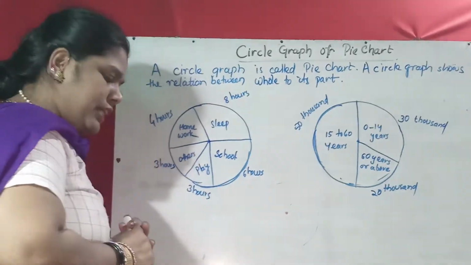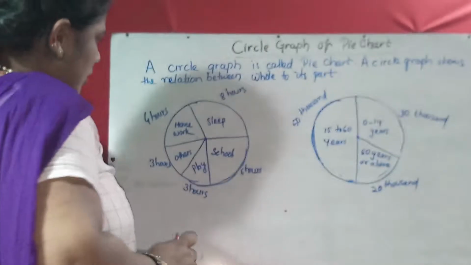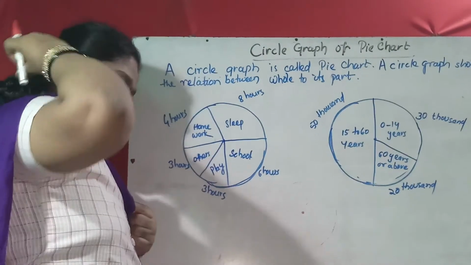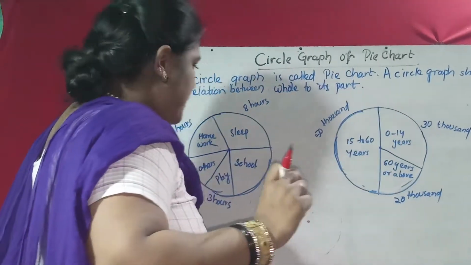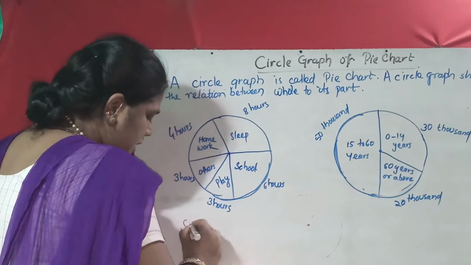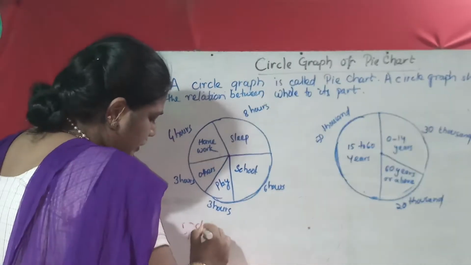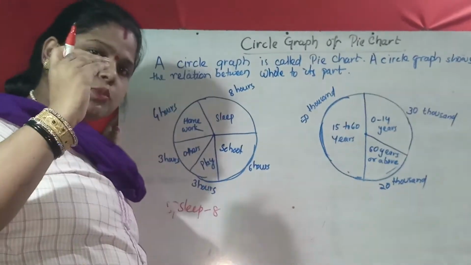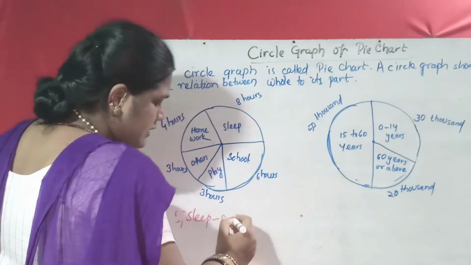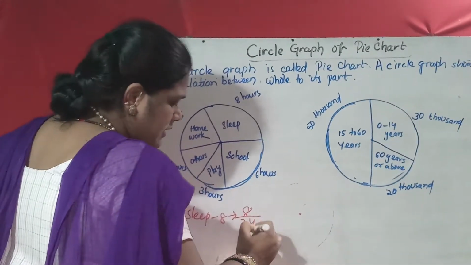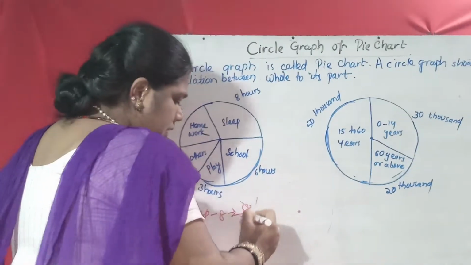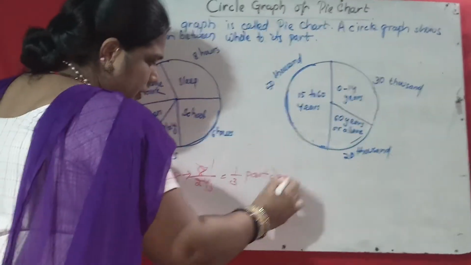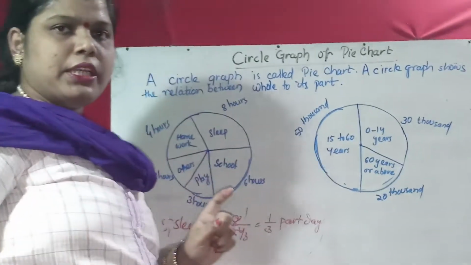The number of sleeping hours is 8 hours. So what is the proportion of the sector for hours spent? Sleep is 8 hours, but how much proportion means how much part of the whole day. It is 8 hours, the whole day is 24 hours. 8 times 1 is 8, 8 times 3 is 24. That's 1 by 3 part of the day. Okay, so sleeping is 1/3 of the day.